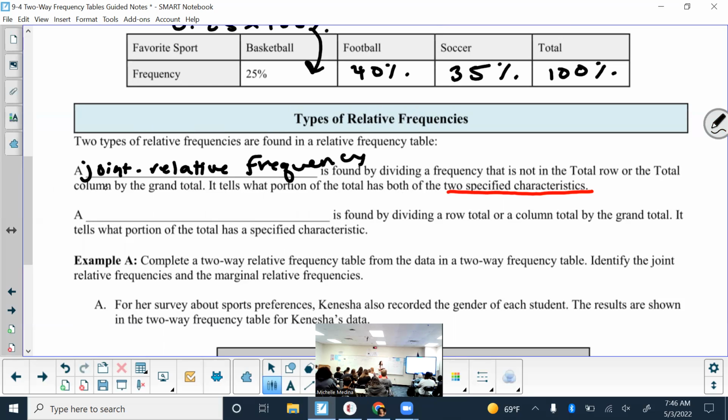Next, we have marginal relative frequency. That is found by dividing a row total or column total by the grand total. It tells what portion of the total has a specified characteristic, so just one characteristic.